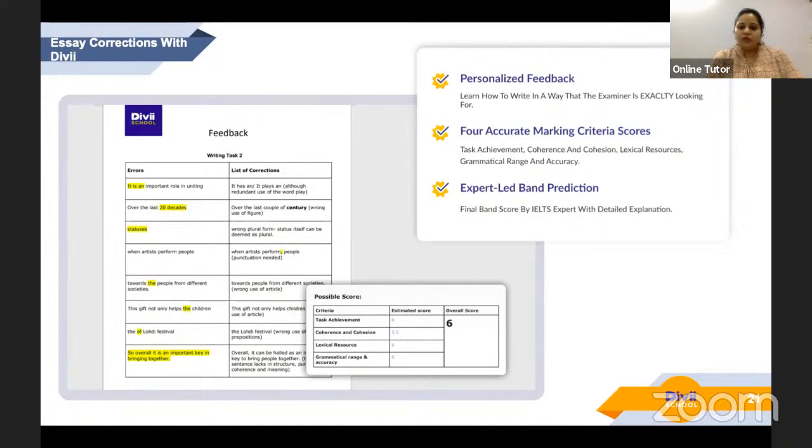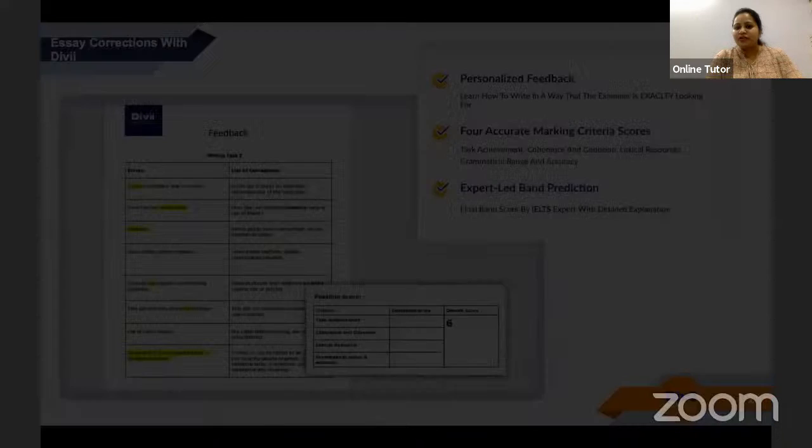And we also help you with your estimated band score, which is done on certain criteria. Considering all the 4 assessment parameters, we give you an estimated score and an overall score for the task that you attempt. So you get personalized feedback and also an expert-led band prediction.